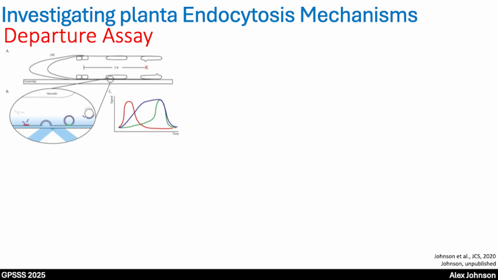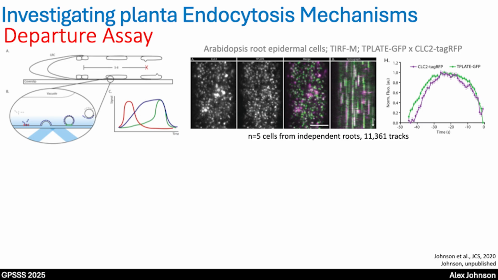protein. And then we align every individual event to this moment of departure, which is when endocytosis is finished. And this allows us to say which stage of endocytosis these proteins might be involved in. And this allows us to make better predictions about what these proteins are doing. So just to give you an example of what this looks like, this is a protein called TPLATE. I'll talk about it a little bit later.